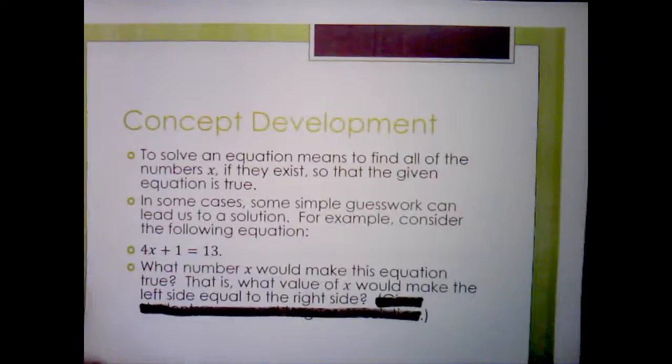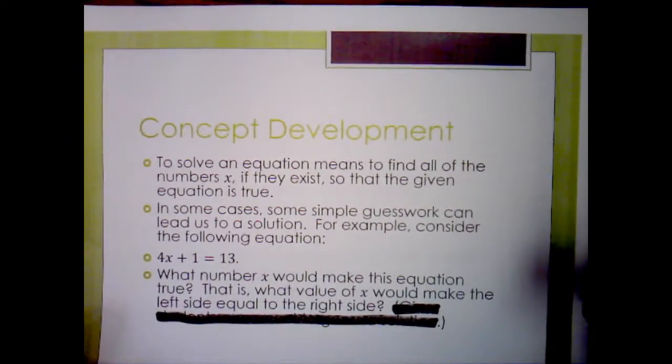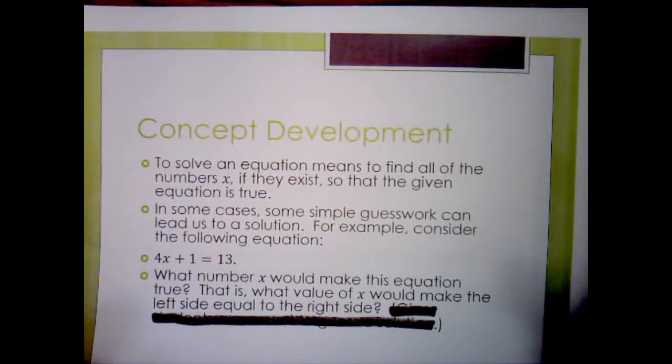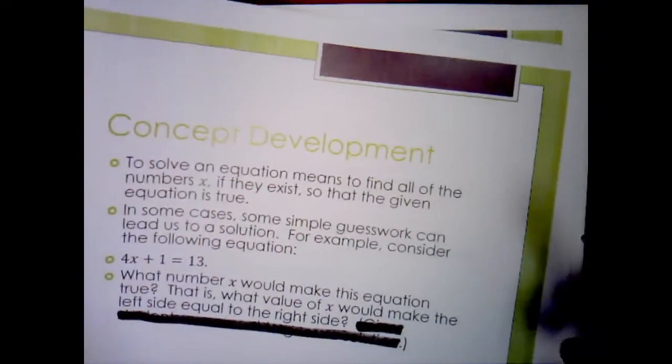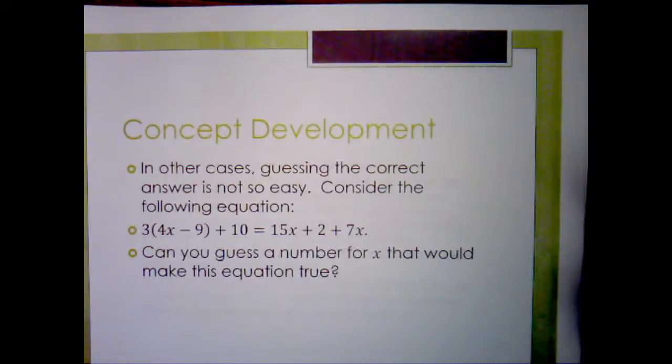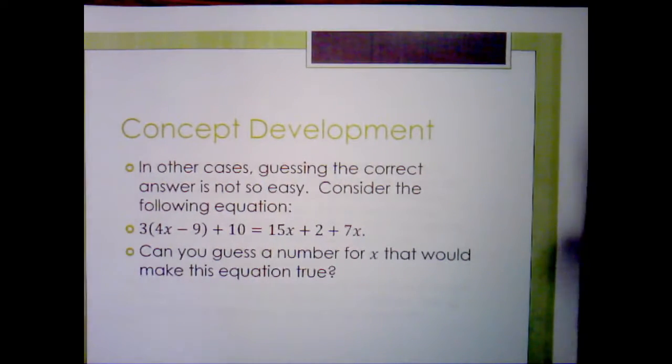So, it's pretty clear that x would equal 3, right? 4 times 3 is 12, 12 plus 1 is 13. So sometimes in a simple equation, it's very easy just to guess the answer, or to look at it and logically conclude what the answer is. In other cases, guessing the correct answer is not so easy.